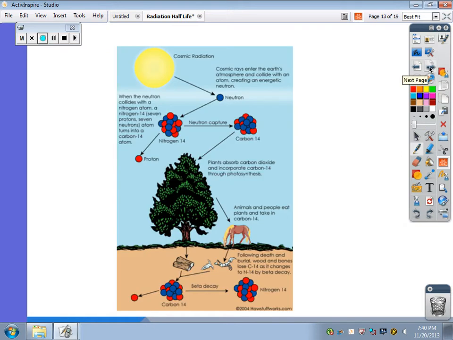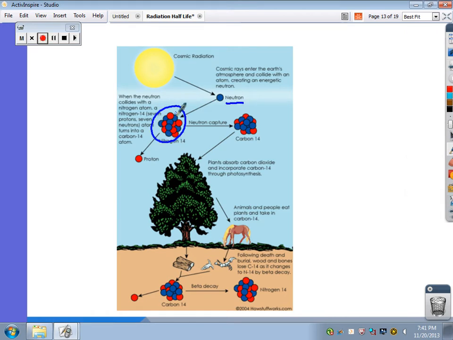How does this happen? Well, if you look, cosmic radiation coming from outer space hits the Earth's atmosphere, collides with an atom, and creates a neutron. That neutron hits a nitrogen-14, and a proton goes flying off in space. That neutron gets captured, producing a carbon-14 atom, and the plants absorb carbon dioxide with a carbon-14. That's an isotope, because carbon is 12. And they absorb it through photosynthesis. Well, who eats plants? Animals and people. And so we take in carbon-14.